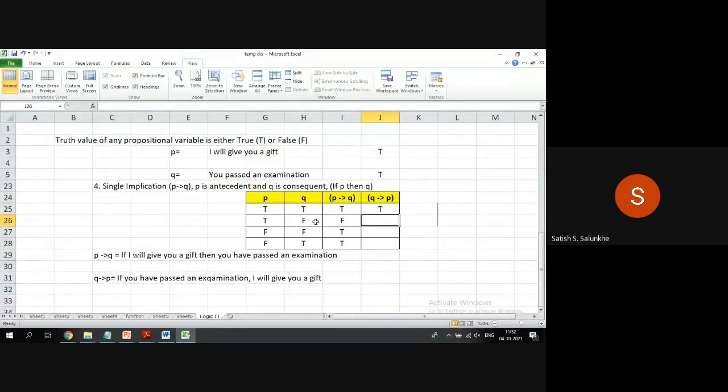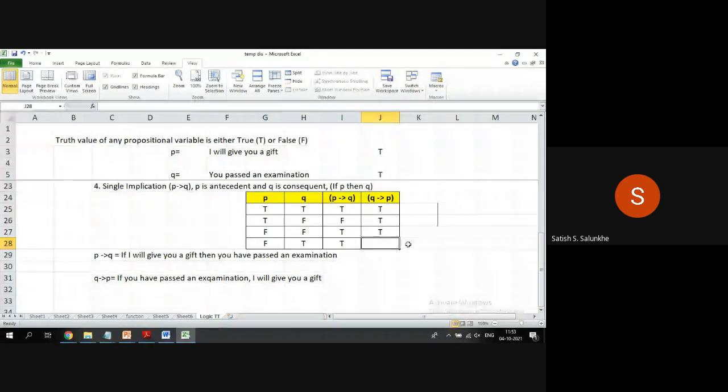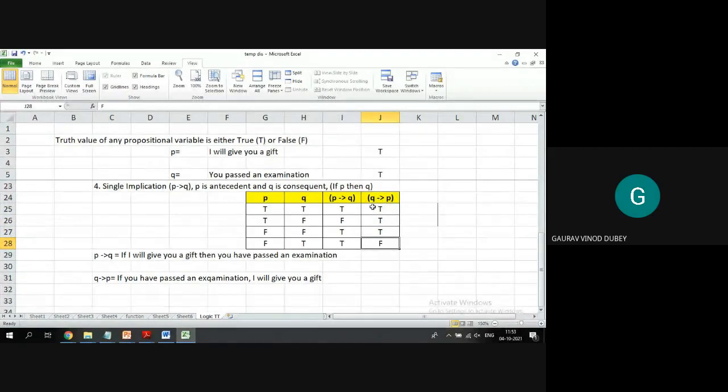So doing it that way. You have not passed the examination, I am giving you a gift. No, my promise is not violated. The truth value is true. You have not passed an examination, I am not giving you a gift. No, my promise is not violated. You have passed the examination and I am not giving you a gift. My promise is violated. So therefore, this is the truth value, when the single implication is false. Yeah. Any question?